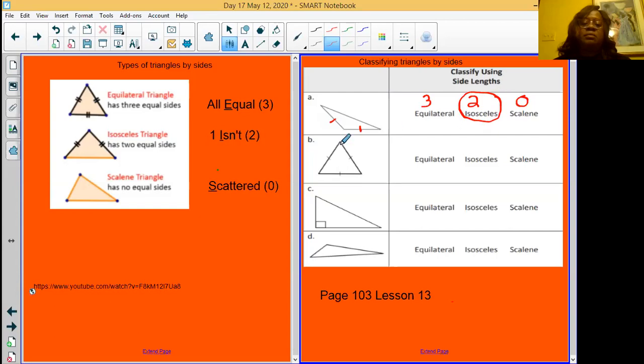Okay, let's go to letter B. Letter B has a tick mark on one side, it has a tick mark on this side, and it has a tick mark on that side. I'll pause for a minute for you to put the number of sides that are congruent above each one of these. For equilateral, put how many sides are congruent. Isosceles, put the number here. Scalene, put the number here. I'll give you a moment to get that done.